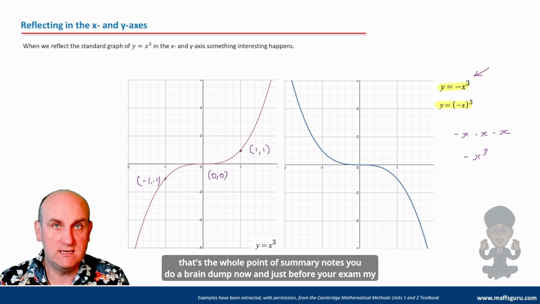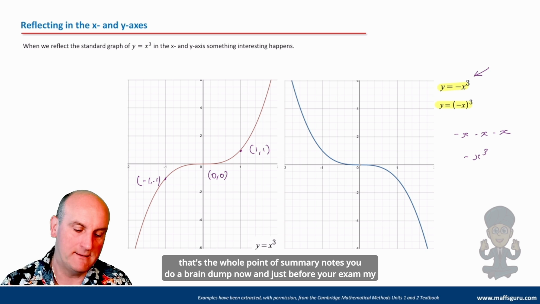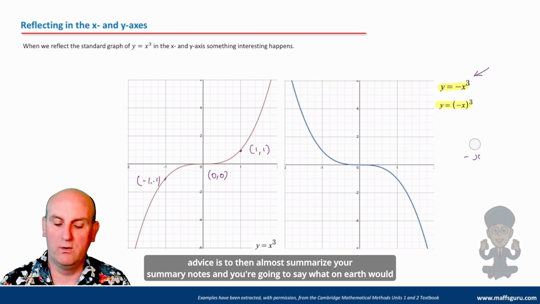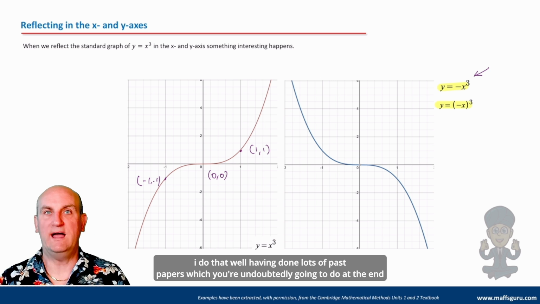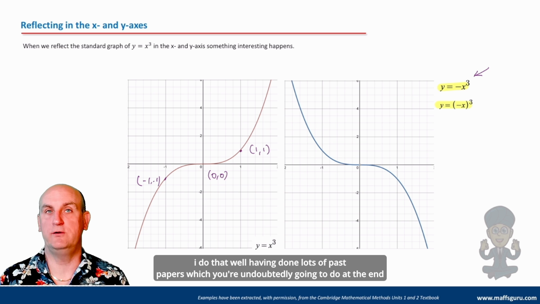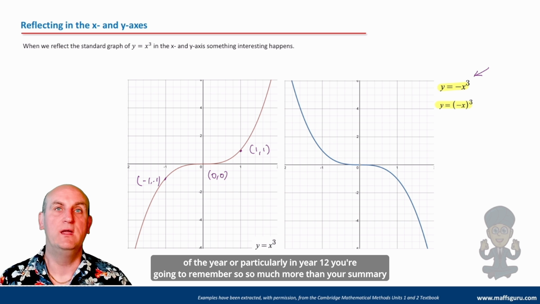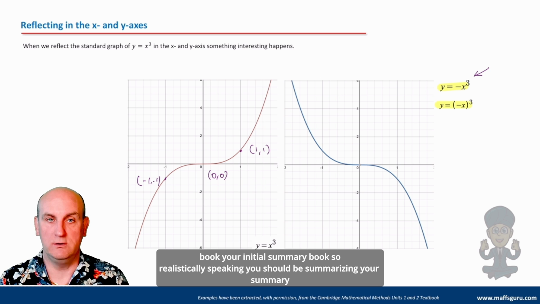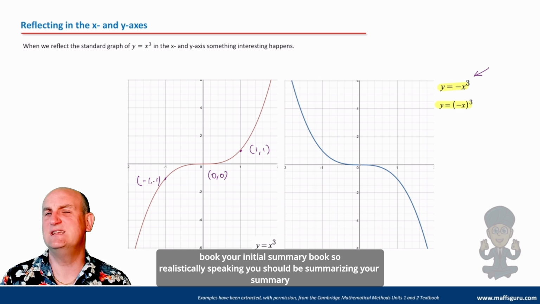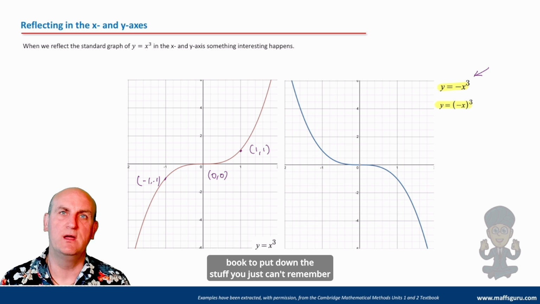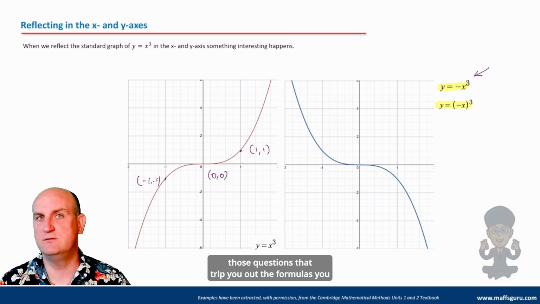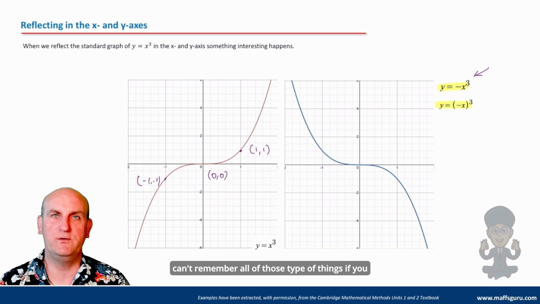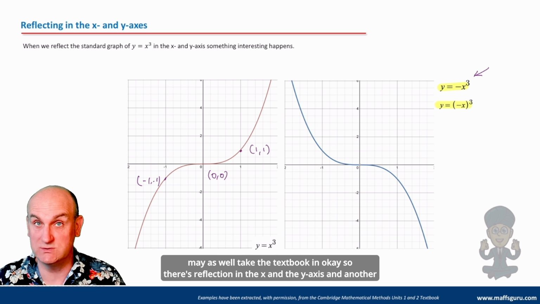You do a brain dump now, and just before your exam, my advice is to then almost summarize your summary notes. And you're going to say, why on earth would I do that? Well, having done lots of past papers, which you're undoubtedly going to do at the end of the year, or particularly in year 12, you're going to remember so much more than your initial summary book. So realistically speaking, you should be summarizing your summary book to put down the stuff you just can't remember. Those questions that trip you up, the formulas you can't remember, all of those types of things. If you want to walk in with a replica of the textbook, you may as well take the textbook in.